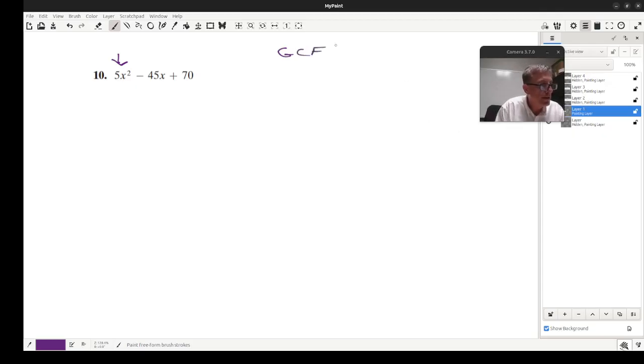So we want to just look at the coefficients, the GCF of 5 and 45 and 70. And remember, the GCF is the largest number that divides all three of those, so it can't be larger than 5, and in this case it's actually equal to 5. So I'm going to factor out a 5. So 5x squared, 45 divided by 5 is minus 9, and 70 divided by 5 is 14.